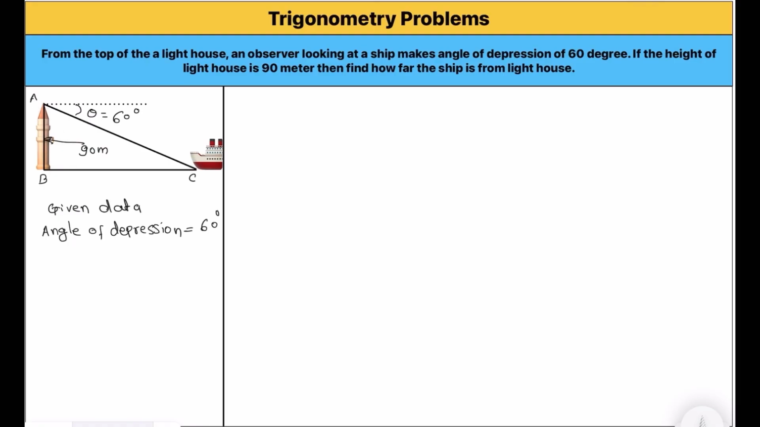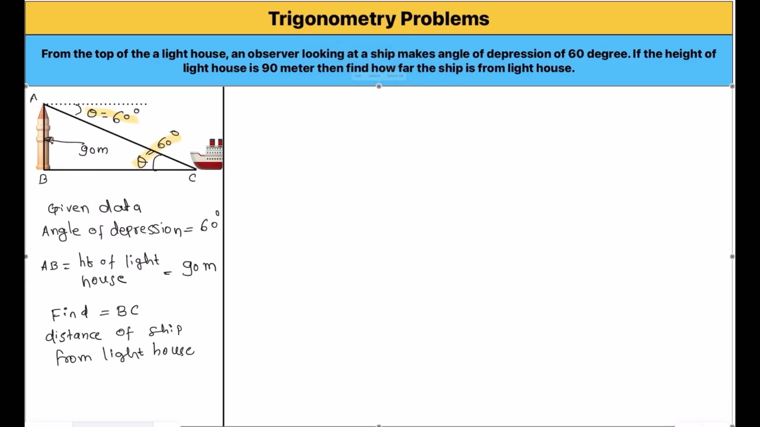So we have the given data, the angle of depression is equal to 60 degrees. As the angle of depression is 60 degrees, these two lines are parallel to each other. So alternate angles are equal. That's why this angle C will also be 60 degrees. Let's call it also theta, 60 degrees. Side AB is the height of the lighthouse, 90 meters. And we need to find the distance BC, the distance of the ship from the lighthouse.